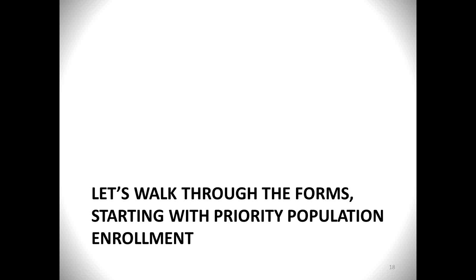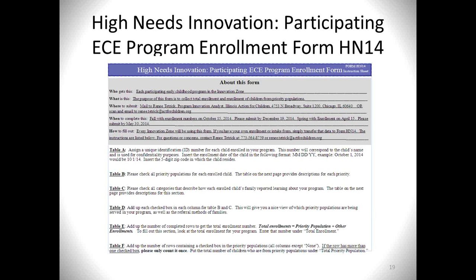Let's take a look at the forms. Let's start first with the Priority Population Enrollment form. Here is the front page of the High Needs Innovation Participating Early Childhood Education Program Enrollment Form, also known as Form HN14. HN stands for High Needs, and 14 is the year we are currently in.